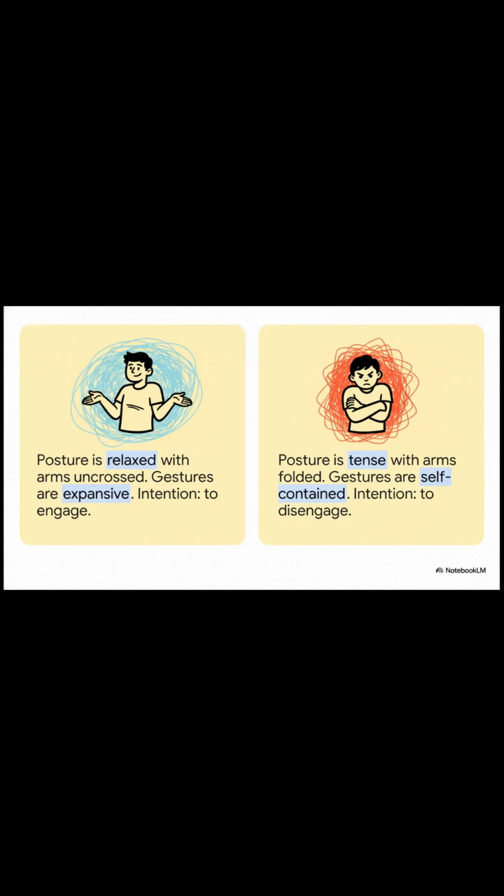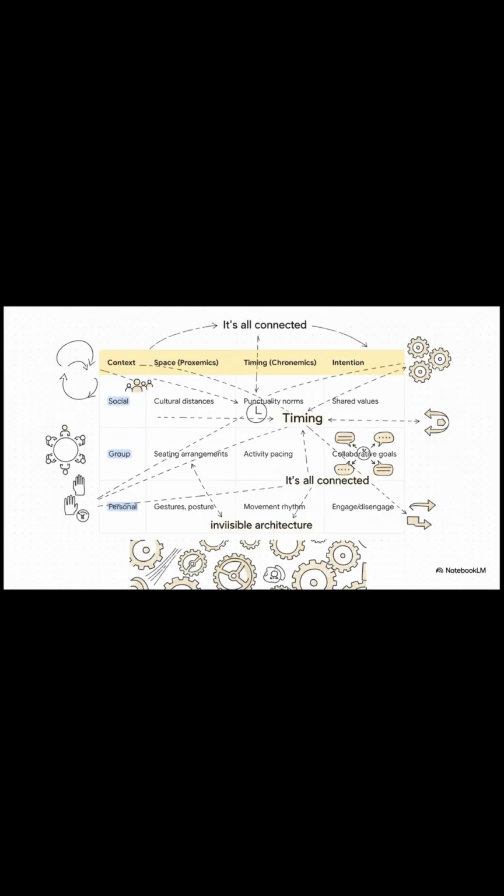Think about it. When you want to connect with someone, your posture is probably open, relaxed, welcoming. But when you feel defensive or closed off, you might literally close yourself off, folding your arms, making yourself smaller. Your body often tells the truth about your intentions. This table just pulls it all together so well. You can see right here how our three core tools, space, time, and intention, are the fundamental building blocks at every single level. From those big cultural norms about being on time, to the seating chart in a meeting, all the way down to the rhythm of your own gestures.